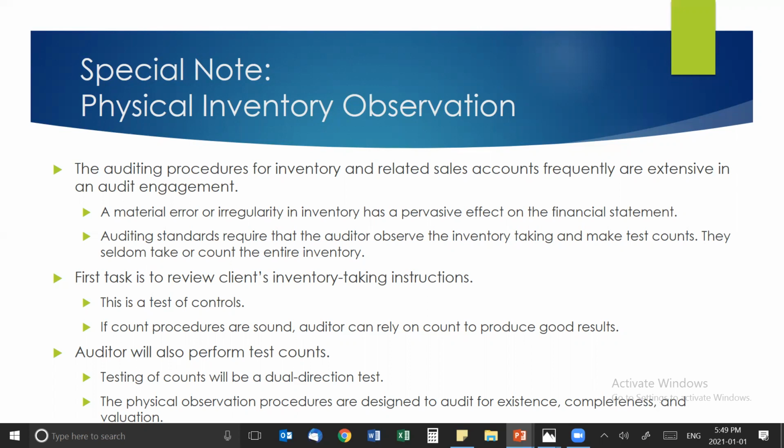First thing you have to do is review the inventory count instructions. If count procedures look good, then the auditor can rely on the count to produce good results, and then we would just test a sample of them. Doing the physical inventory count will help test for existence, completeness and then valuation. After you know how much inventory is there, then you can calculate the value of it.